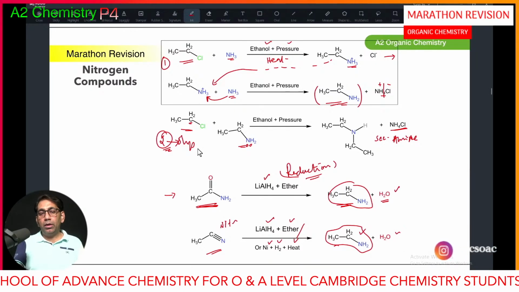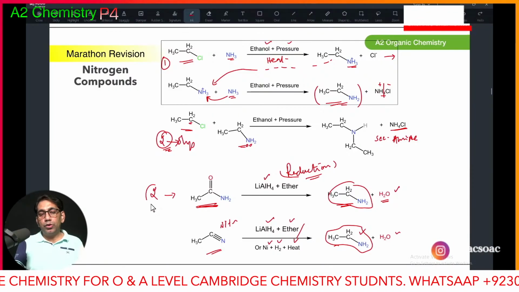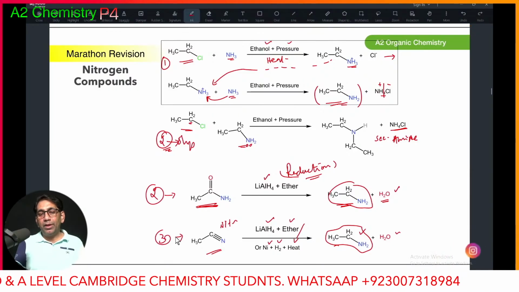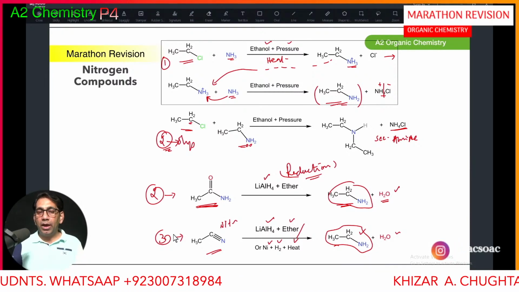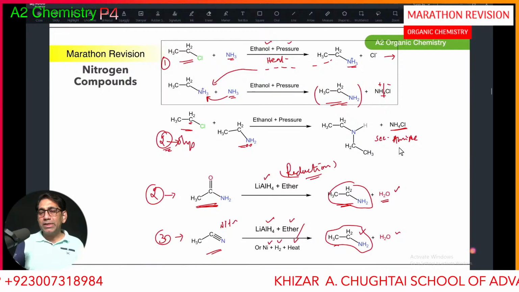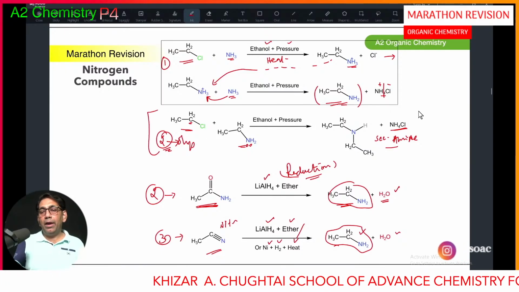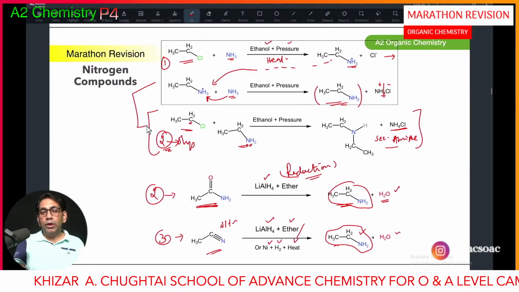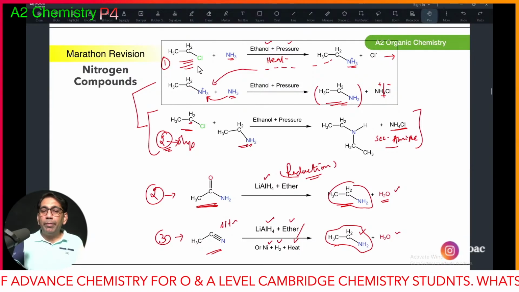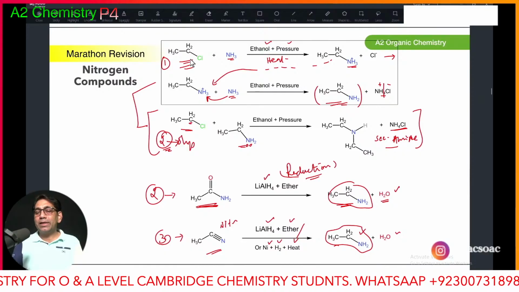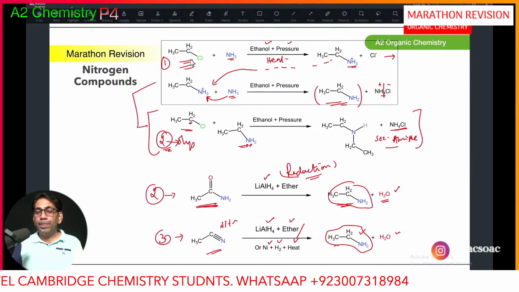So 1, overall 2 and 3. There are 3 basic ways to synthesize generally primary amine. You can also make secondary amine by starting from the haloalkane, not halogens, haloalkane. Starting from haloalkane, you can synthesize primary amine.